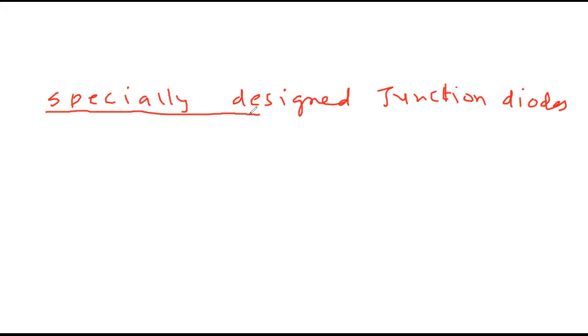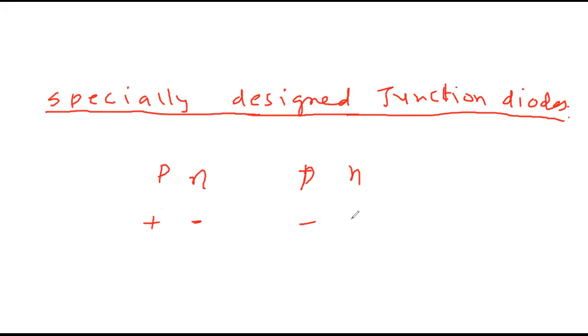All junction diodes work on only one principle. When forward biased, it will conduct. When reverse biased, it will not conduct. Forward biased means positive connected to positive, negative connected to negative. Reverse means P connected to negative, N connected to positive.